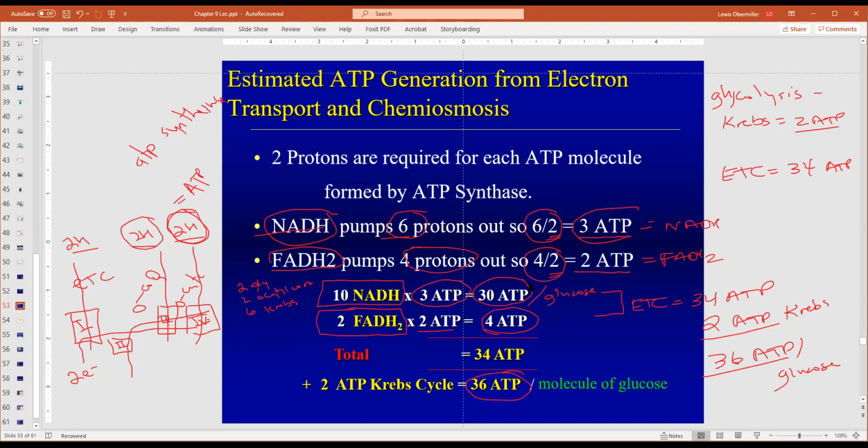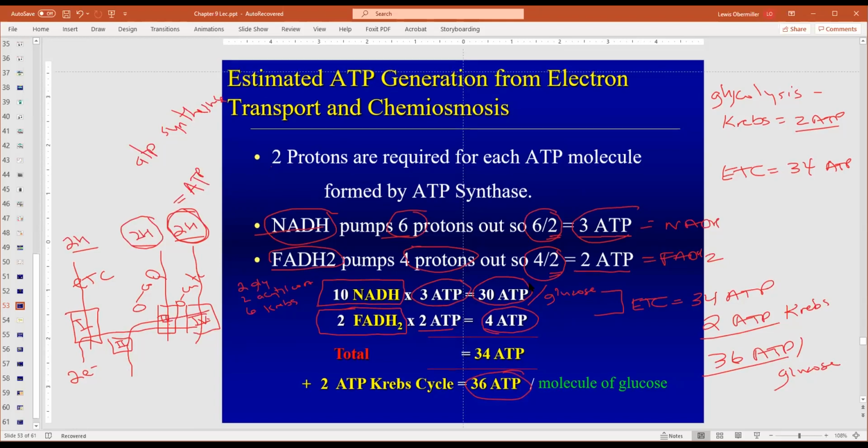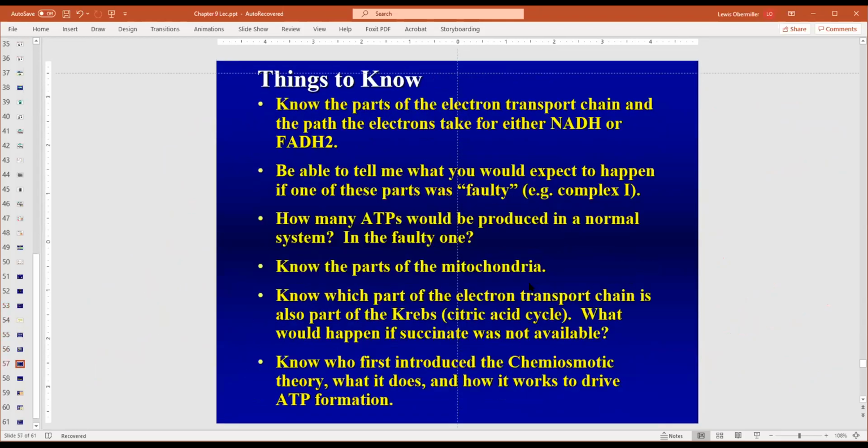So the electron transport chain gives us 36 ATP total? No, 34. We get 2 from the Krebs cycle. Oh, 1 second. 34.